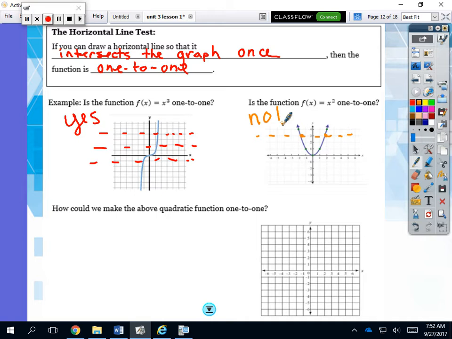How could we make this a 1-to-1 function? It can only cross the graph once. So if I cross it once here, I can't cross it here. So what if I just got rid of this whole piece of the graph and just had this piece of the graph? Cut the graph in half. Where is that line that I cut it? Well, it's right in the middle. We call that the line of symmetry.